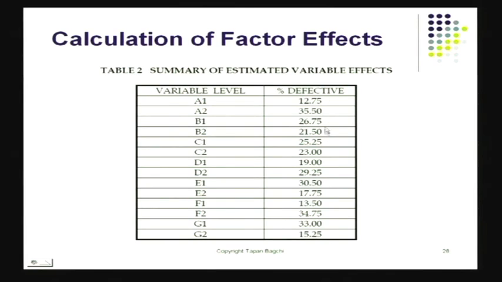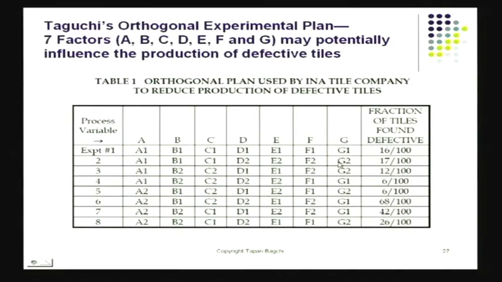So, in fact, these are the averages. This is the average percent defective found when factor A was set at A1, and when factor A was set at A2, and I got this reading. Similarly, for B, when B was set at B1, I would get this reading. When B was set at B2, I would get this reading, and so on. The way this matrix is organized, there's a property of it, called the orthogonal property, because of which I'm able to separate out the effect of factor A, factor B, factor C, factor D, and so on.